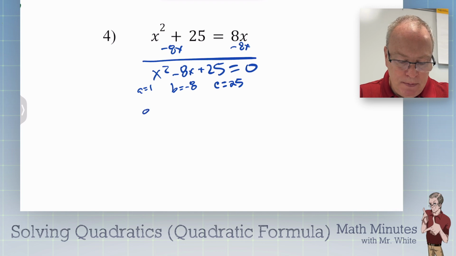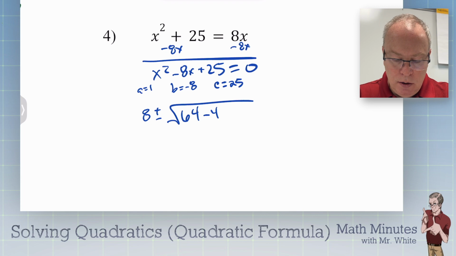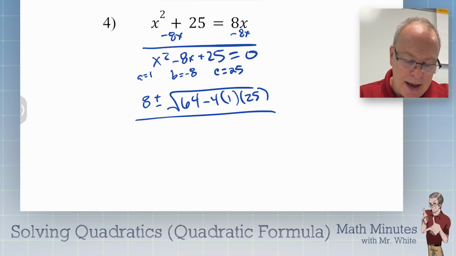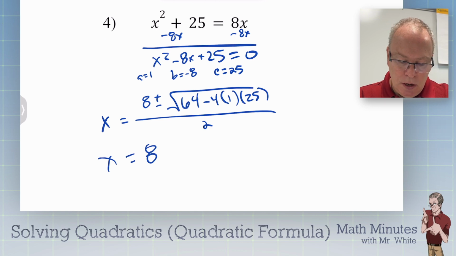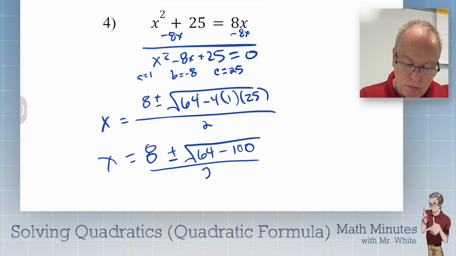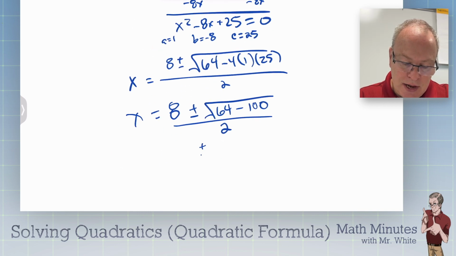So the opposite of b, plus or minus the square root of b squared, which is 64, minus 4 times a times c. Again, take your time there, all over 2 times a. So this is 8 plus or minus the square root of 64 minus 100, all over 2. Well, that's 36, negative 36, in fact.